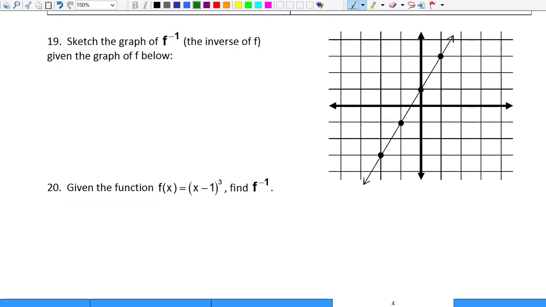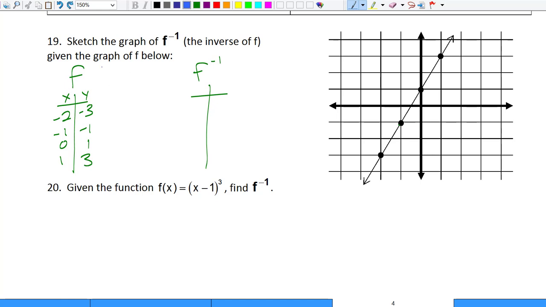Number 19, we're going back to inverses. It has a picture and it just says sketch the inverse. So I have an inverse f and I have a function f and I have an inverse f of x. So if I'm looking at the t-chart and I'm pulling these values off, the original function has points at negative 2 comma negative 3. Let's see, it's got a point right here which is negative 1 comma negative 1. And then at 0 comma 1 and then 1 comma 3.